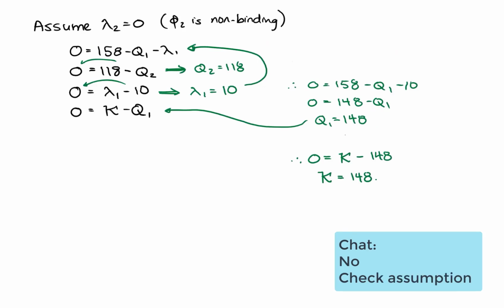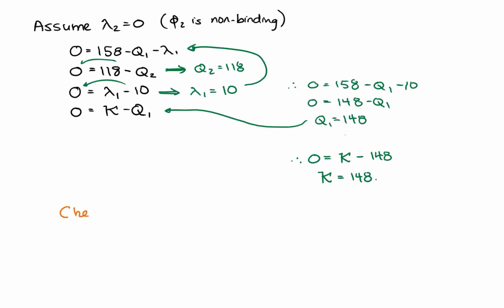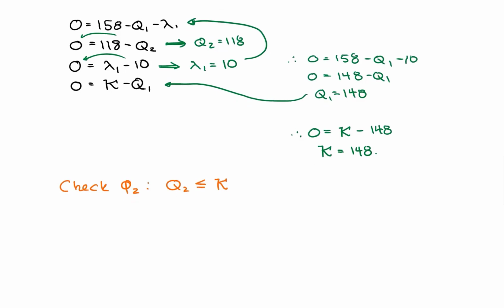No, I have to check my assumption. I have to check that constraint 2 is satisfied. So constraint 2 is that my quantity 2 has to be less than or equal to the capacity. So what we have here is quantity 2 is 118. Is it less than or equal to 148? Yes. So we are happy. The peak market, market 1, governs the capacity of our theater.